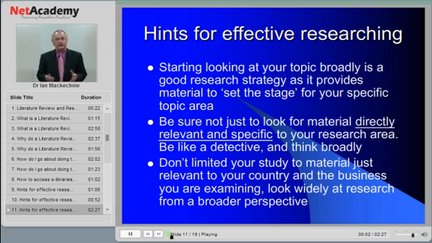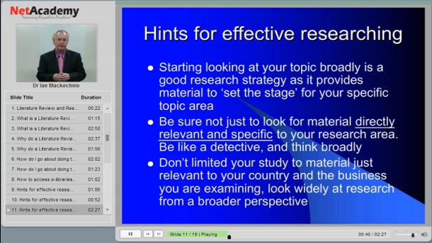When we start looking at our topic area, we will perhaps be looking broadly at the area that we are interested in. But it's important that we look fairly broadly at our topic area. Don't confine yourself to your specific area, because as you start looking at articles, you will find that articles will come up which perhaps relate to other areas. So make sure that when you're looking for research material, you don't look only at something that is directly relevant and specific to your research area.